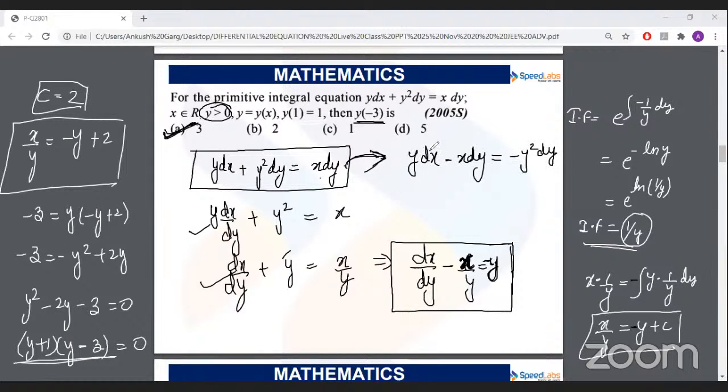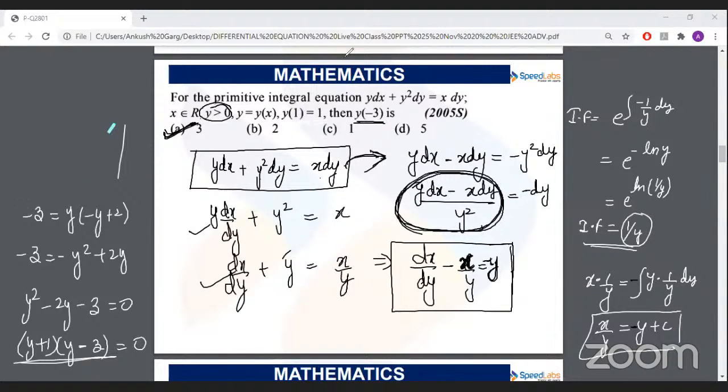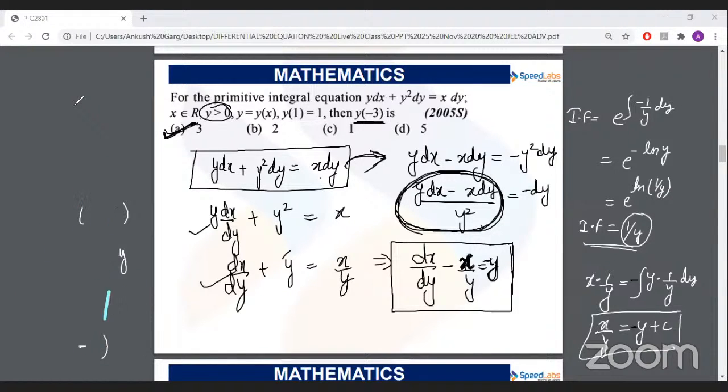Okay, so y dx minus x dy. And here, if I divide by this y square, so y dx minus x dy upon y square equal to minus dy. Can you see this is an exact differential equation? This is the exact differentiation of which of the terms? I hope everyone knows this. y dx minus x dy. Can you see it is nothing but the differentiation of x upon y, right?